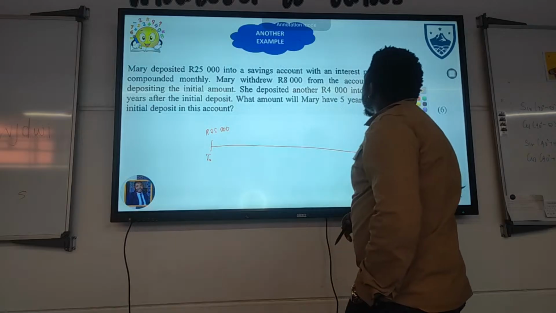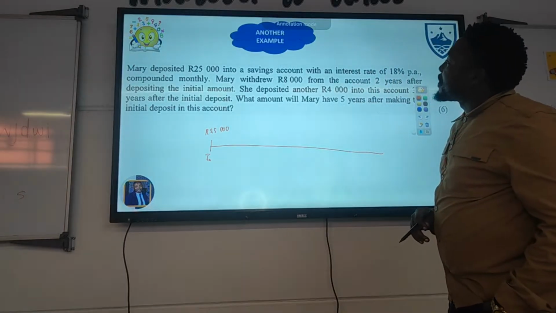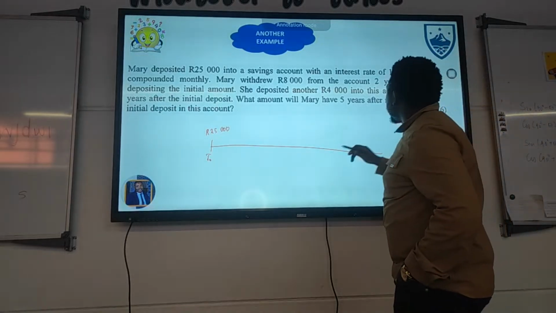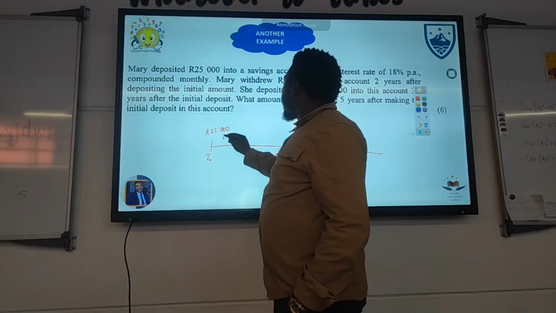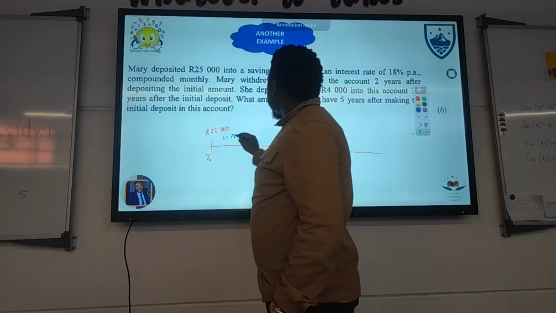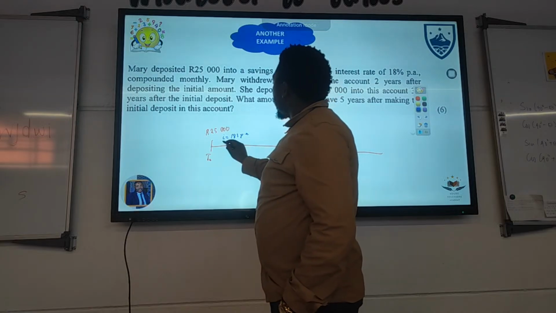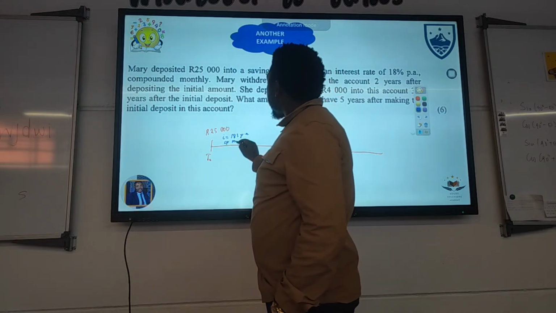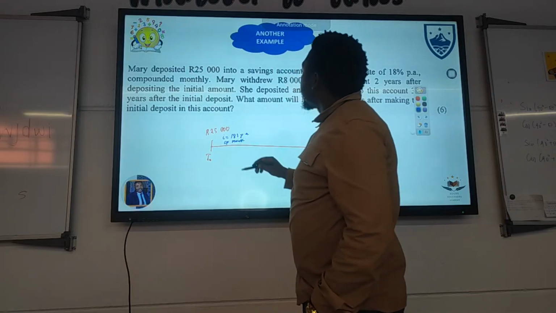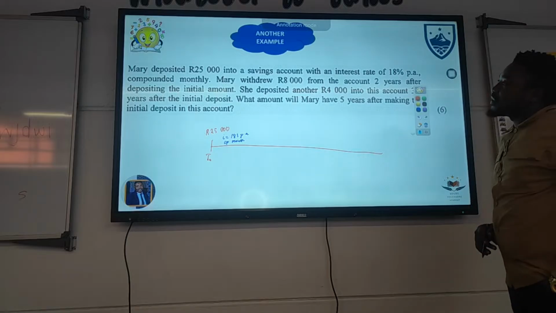Into a savings account with an interest rate of 18% per annum, compounded monthly. So we have an interest rate. Let me just put in the interest rate of 18% per annum, compounded monthly. I'm just taking the information that I get from the statement.